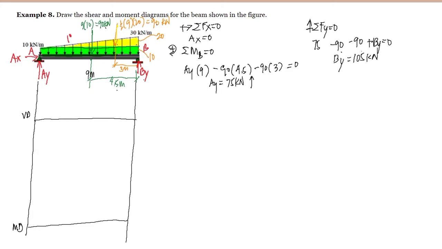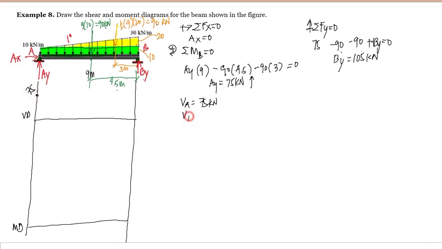Okay, since we already computed the reactions at the support, we can now draw our shear diagram and the moment diagram. For the shear diagram, the shear at A is equal to the reaction AY, which is 75 kilonewton. So here we have 75 kilonewton.